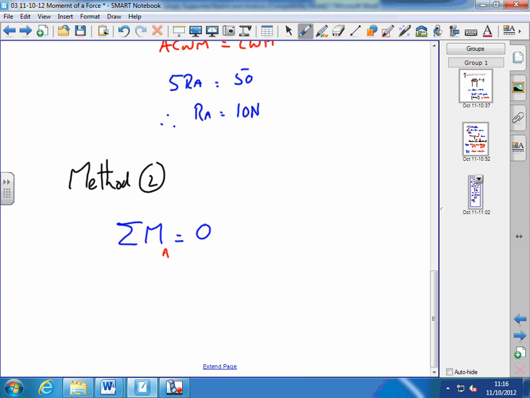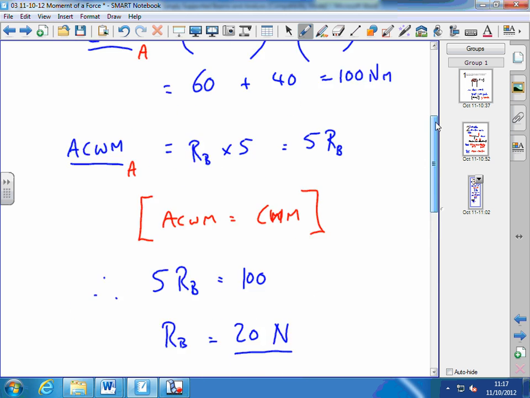So we would assume the pivot was at A, and we'd say, in that case, we're going to talk about anti-clockwise moments being positive. So we put a little arrow around there saying, right, I'm going to treat all anti-clockwise moments as positive, therefore clockwise moments must be negative. So then I'd go through the same problem. Clockwise moments are going to be treated as negative.